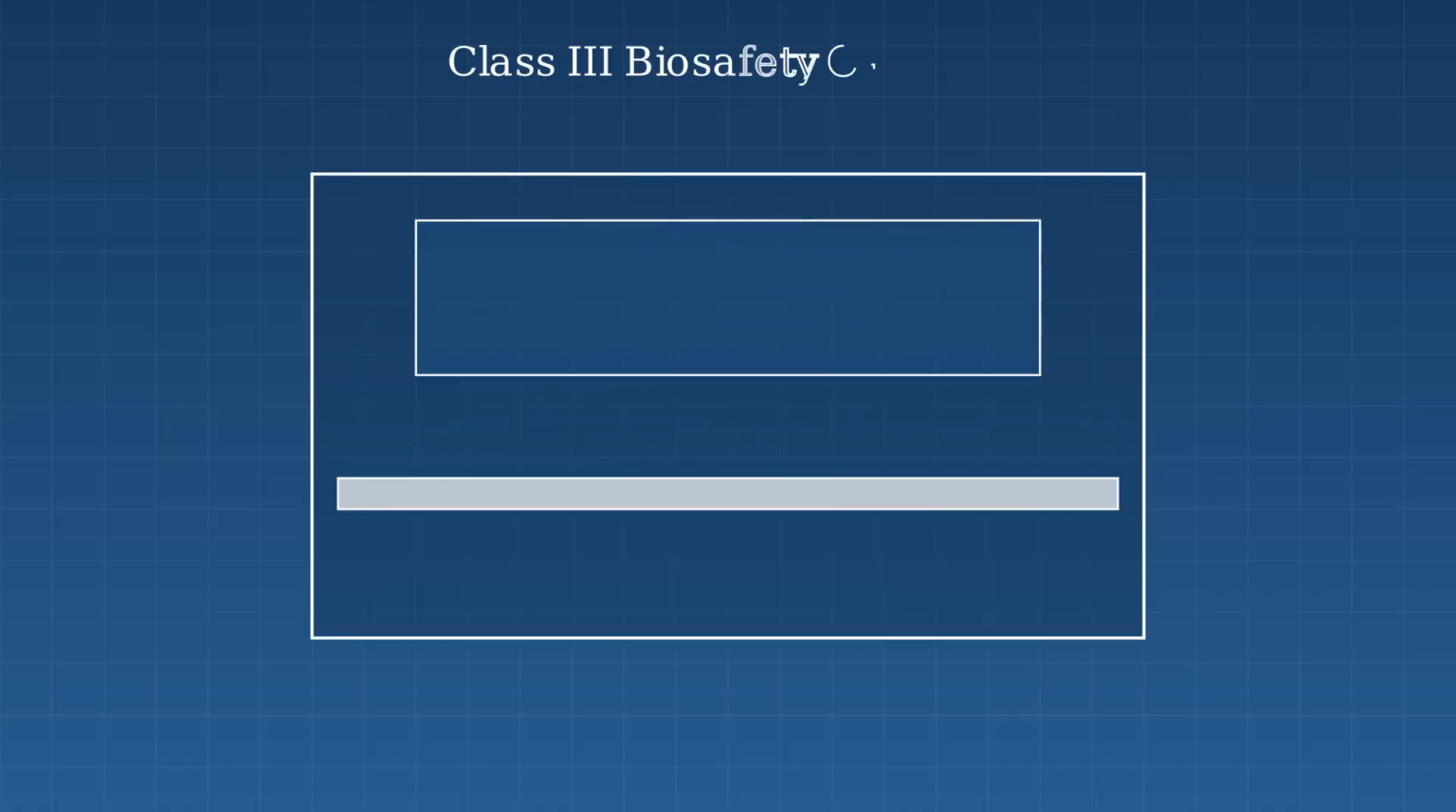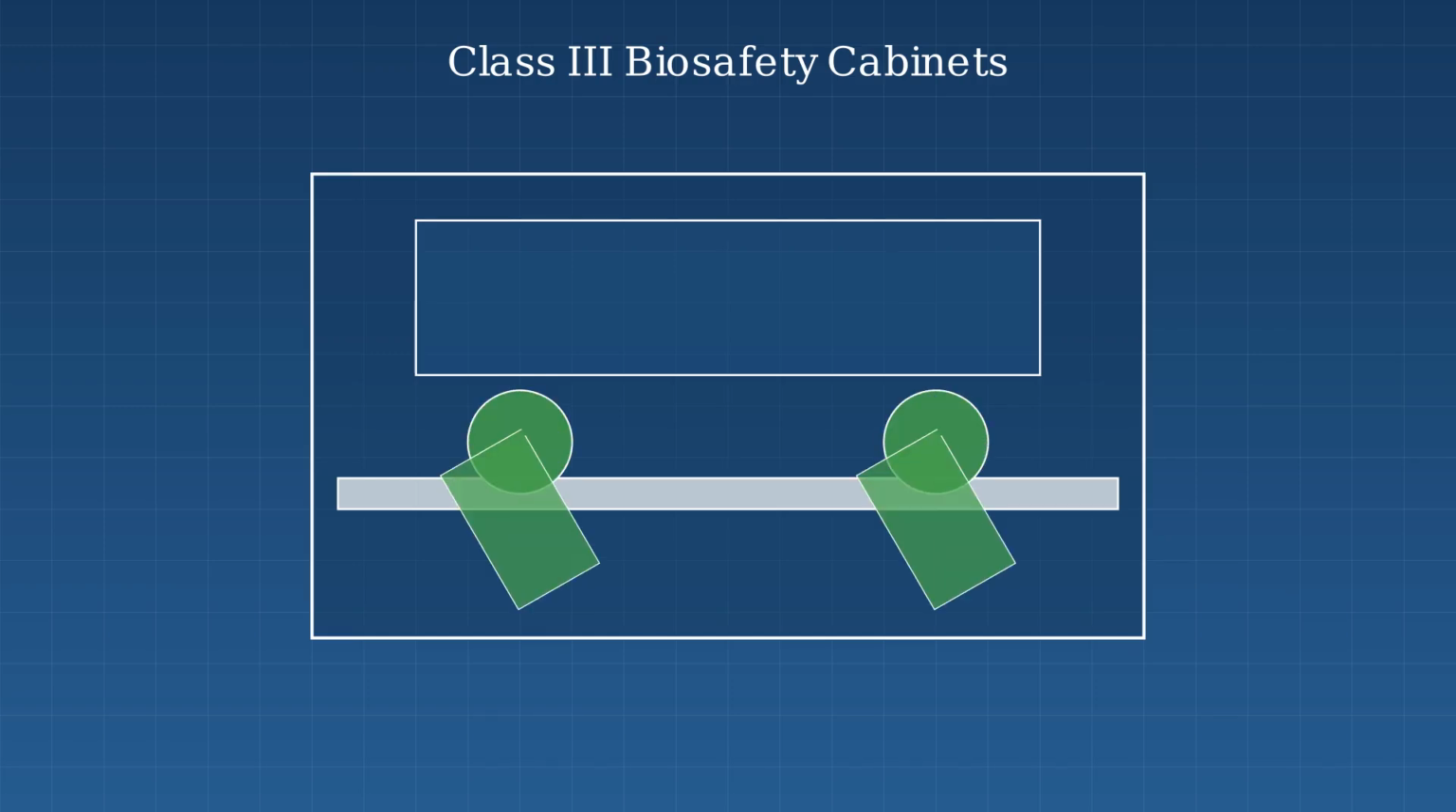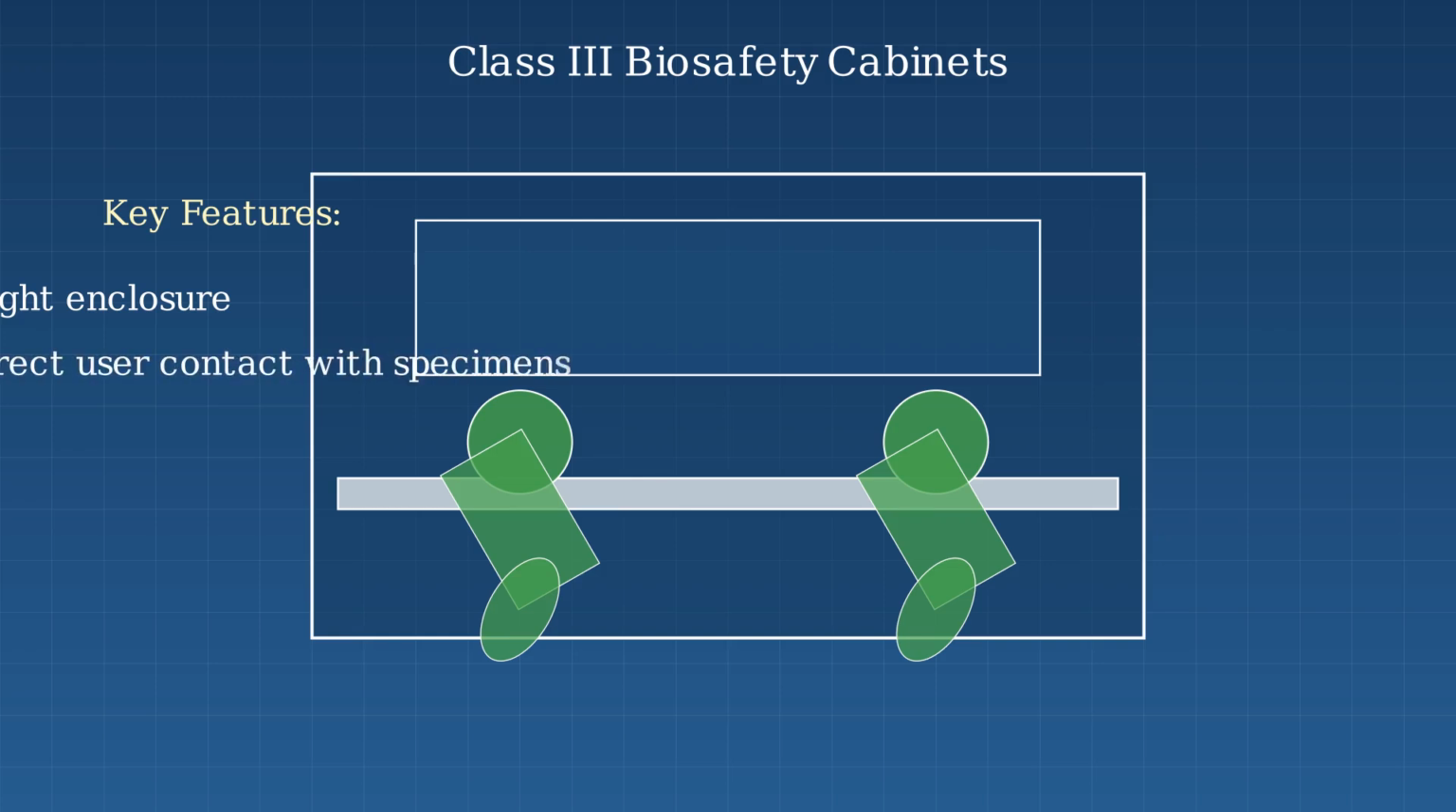Class 3 biosafety cabinets represent the highest level of containment and protection available. These cabinets are completely enclosed, gas-tight systems that are operated through attached rubber gloves integrated into the cabinet walls. Class 3 BSCs provide the highest level of personnel and environmental protection. Let's examine their key features.